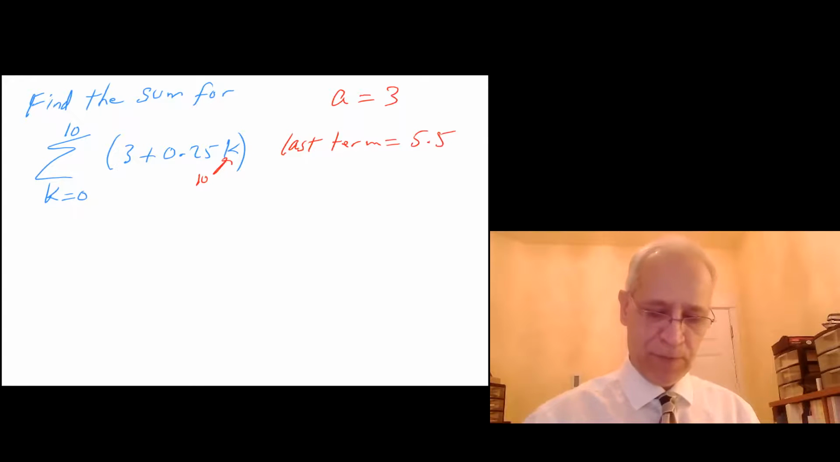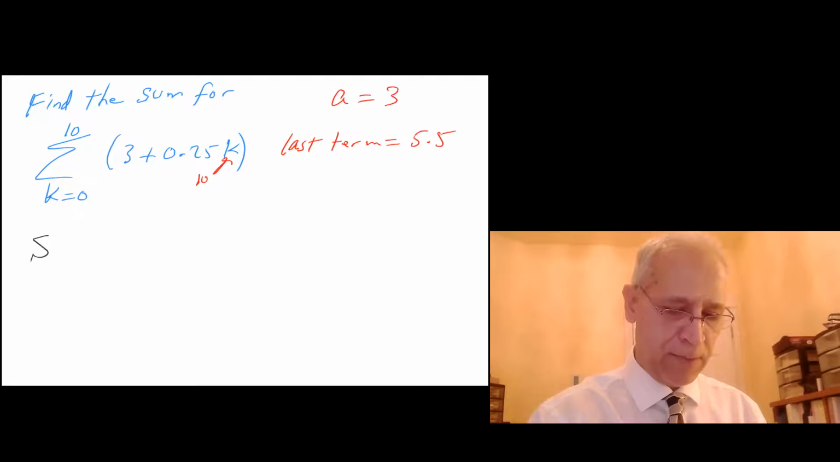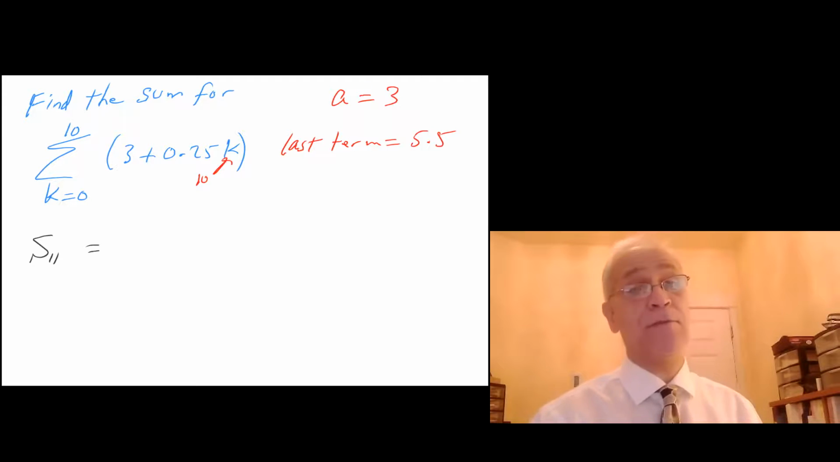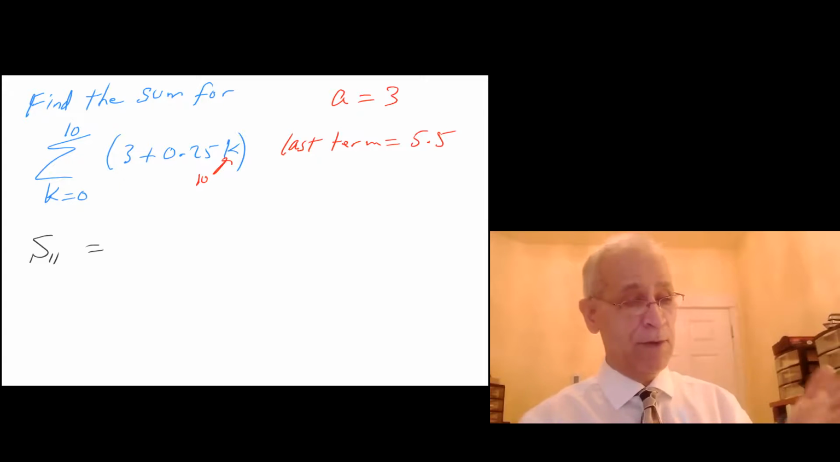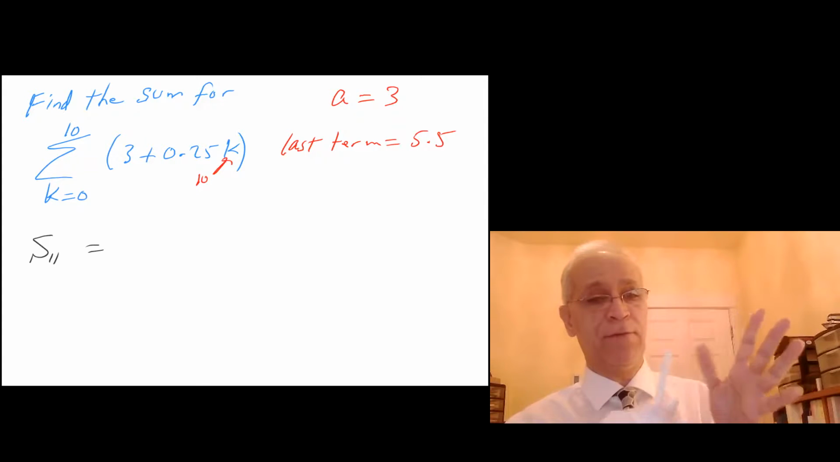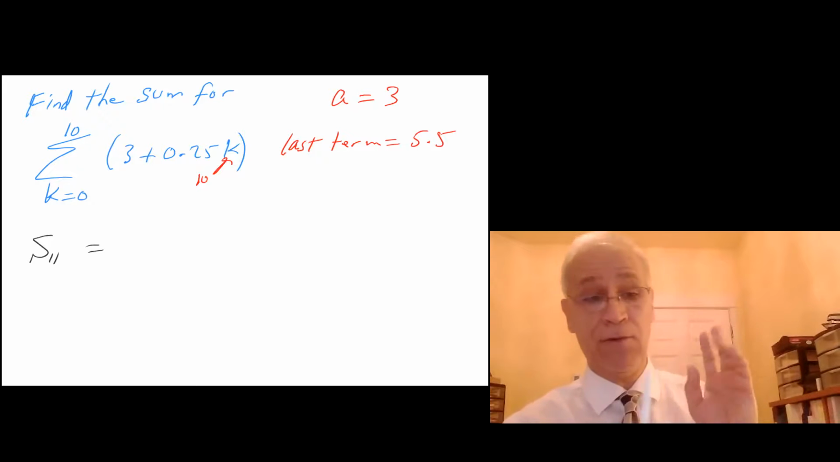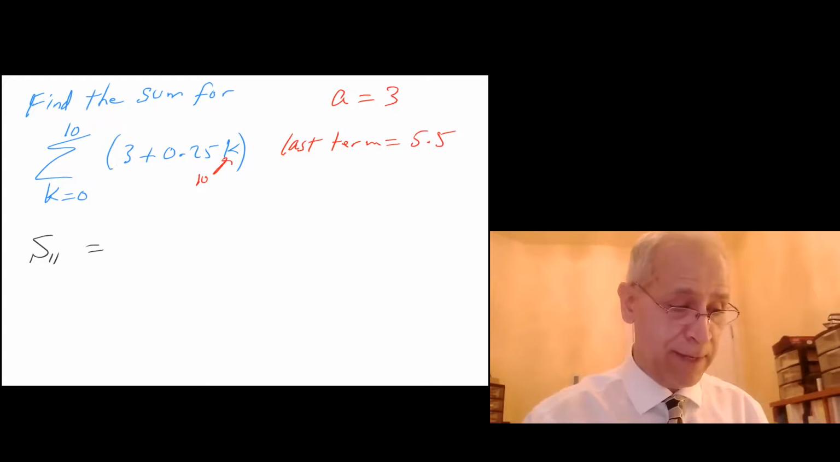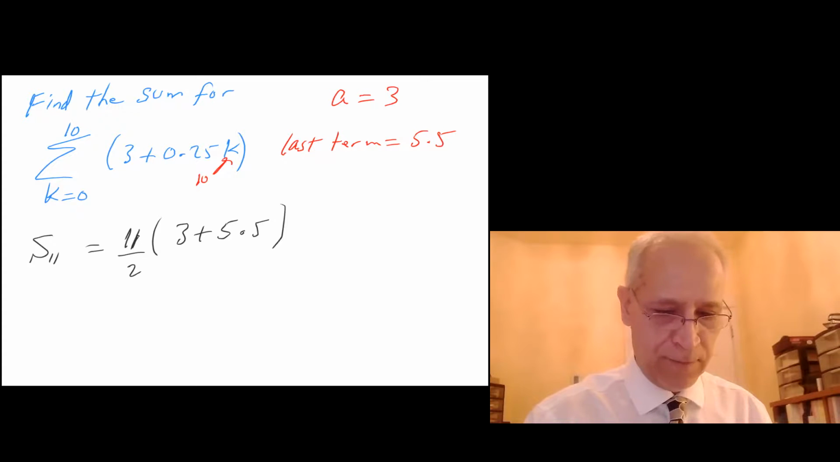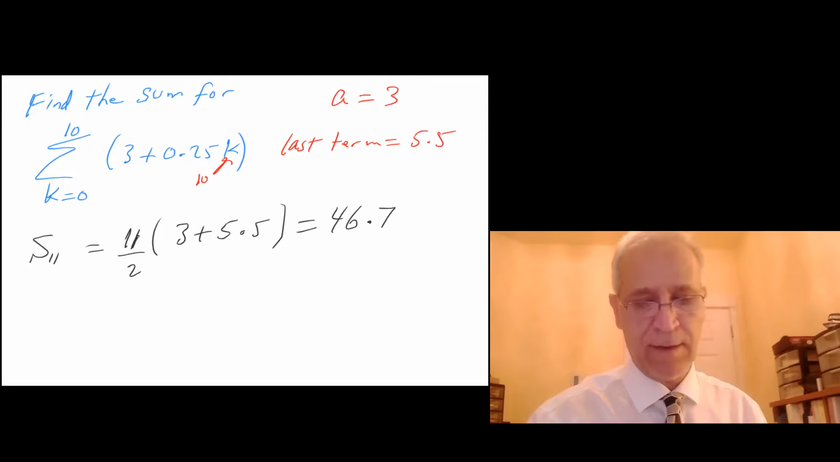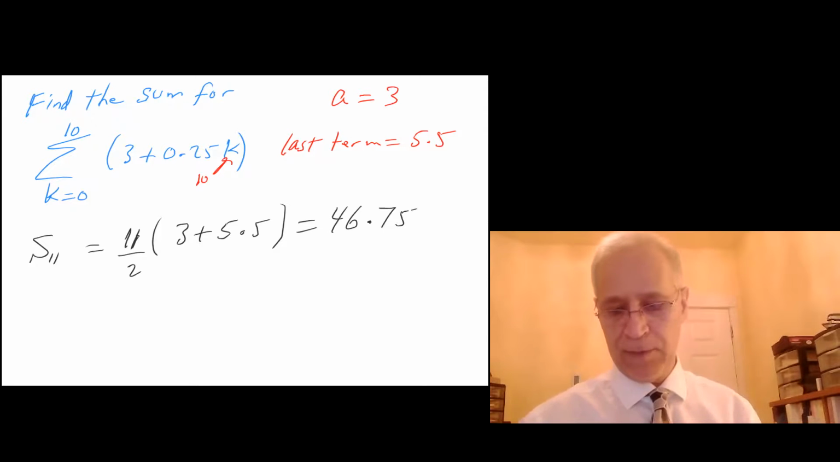Now I'm going to use my formula. S sub 11 equals, be careful, not 10 but 11, because you're starting from 0. You have to count: 0, 1, 2, 3, 4, 5, 6, 7, 8, 9, 10. You have 11 terms. So S sub 11 equals 11 over 2 times the first term, 3, plus 5.5. And that should give you 46.75.